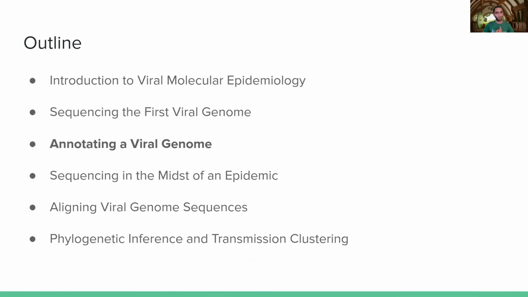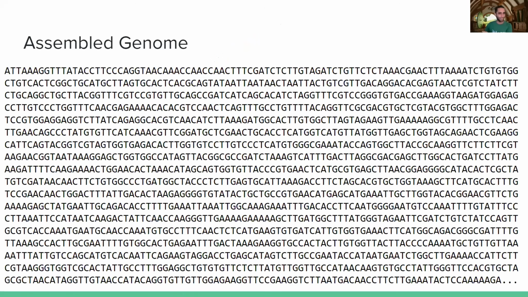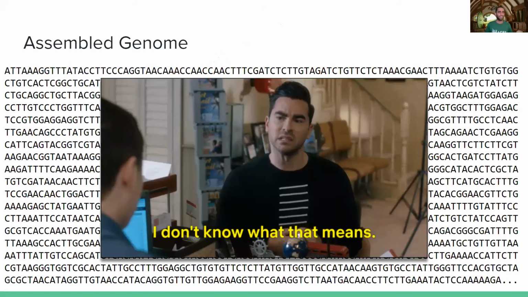Okay, so now we've assembled our viral genome. And the question is, how do we annotate it? So what does that actually mean? When I have the assembled genome, this is what it looks like. And I'm assuming all of the audience is thinking, I don't know what that means. That's just a bunch of letters on the screen. So when we do the genome assembly, we're able to reconstruct the raw ACGT letters, or ACGU if you're dealing with RNA viruses. But it's still just a bunch of nucleotides. I have no idea what it means.